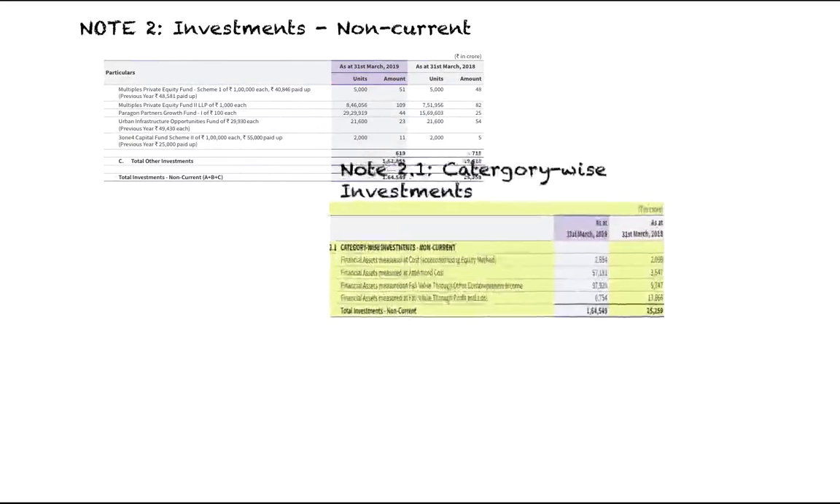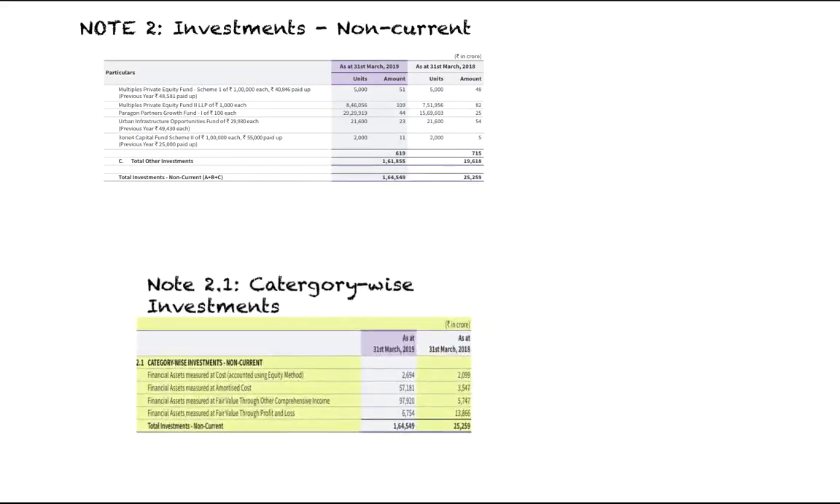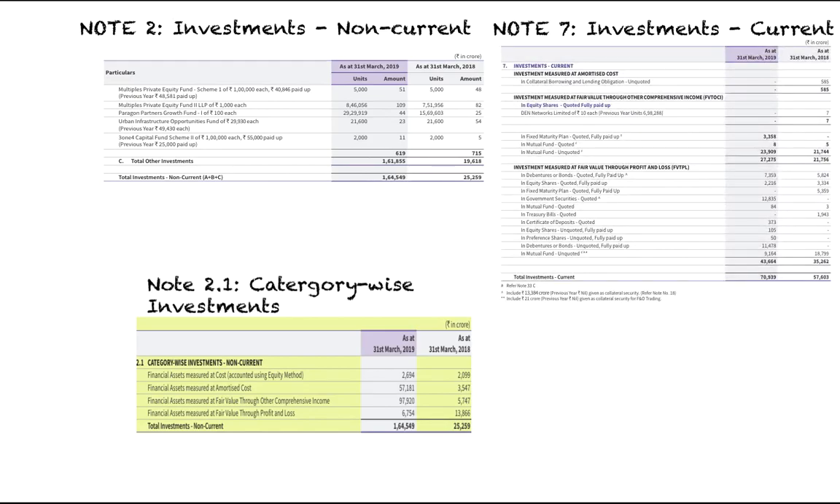They've also summarized in note 2.1 the same investments of 1,64,000 crore by the valuation method, cost method, equity method, and so on. Note number 7, investments current, that is maturing within 12 months, is about 70,000 crore. The listing is out there.